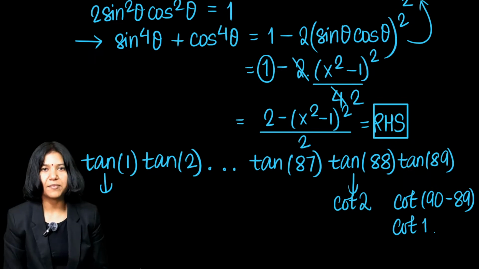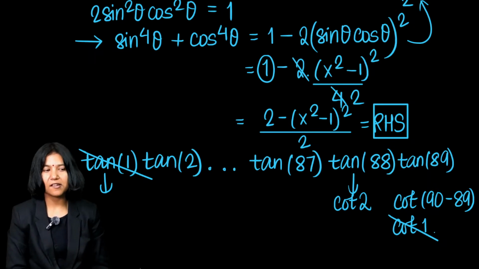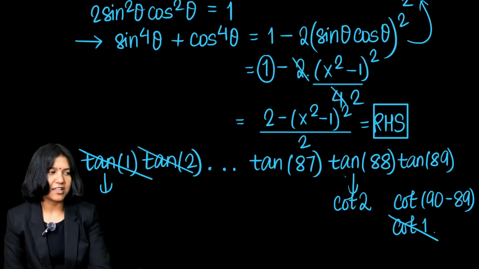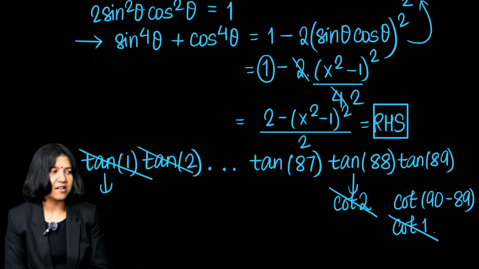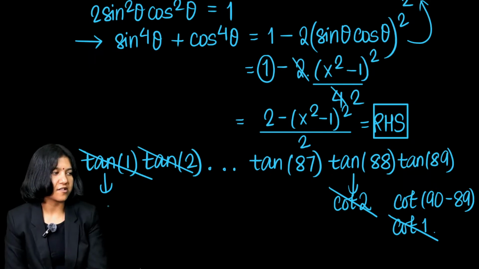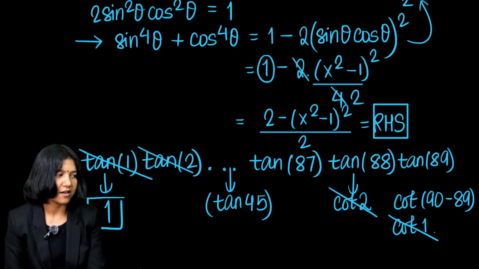This way what happens? Your tan 1 and cot 1 will cancel out because they are reciprocals. Cot 1 can be written otherwise in terms of tan as 1 by tan 1, right? Or 1 by tan 1 degrees. So everything cancels out, okay. Tan 2 and cot 2 will be reciprocals of each other. That is why everything cancels out, giving you the answer just 1, because the middle value is tan 45, which is actually equal to 1, giving you answer 1.